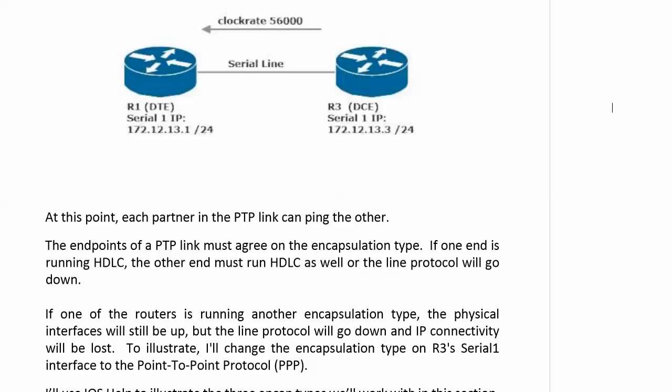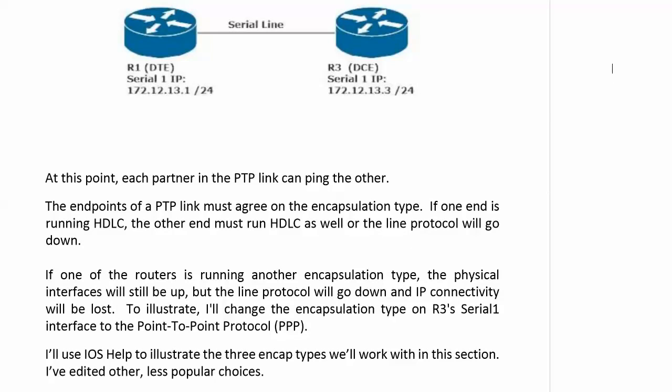Now, the endpoints of a PTP link must agree on the encapsulation type. If one end is running HDLC, the other end of the point-to-point link has to be running HDLC as well for its encapsulation, or the line protocol is going to go down. So we've already seen 2 things that can make the line protocol come down: a missing clock rate on the DCE and a mismatched protocol type. We're going to see that in just a moment.